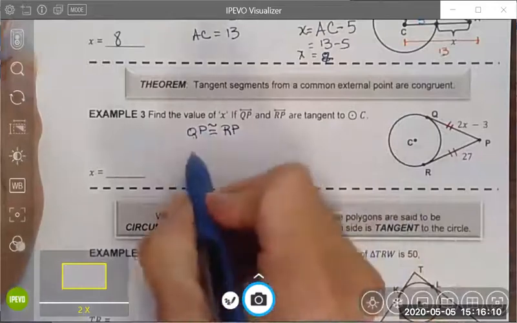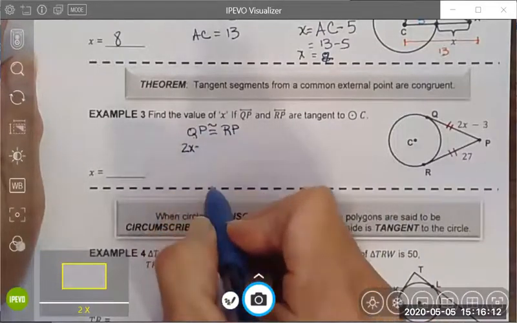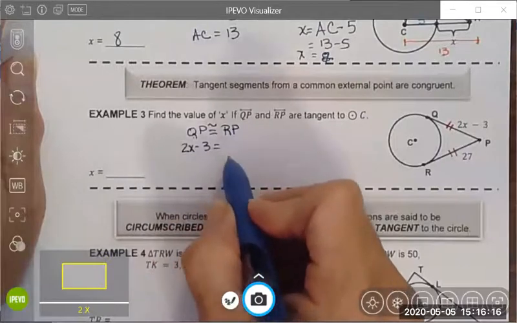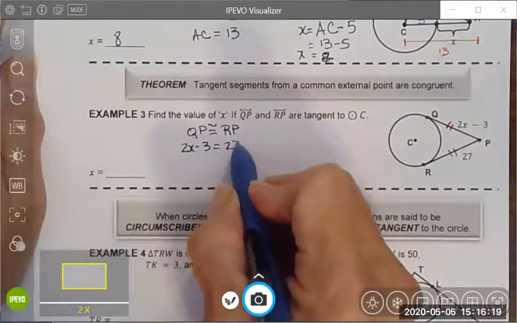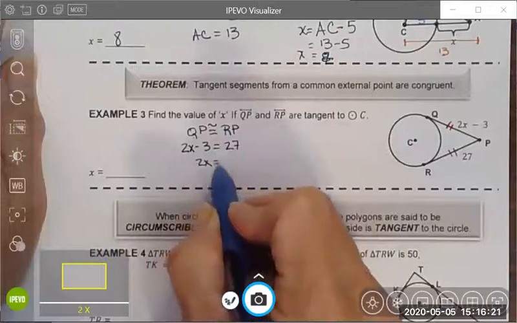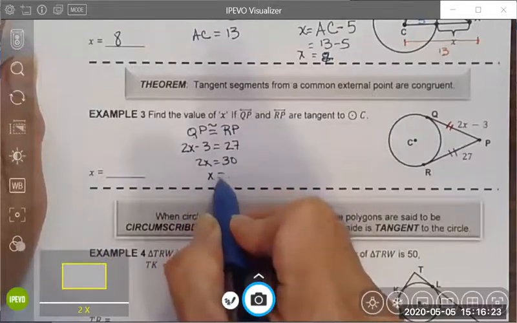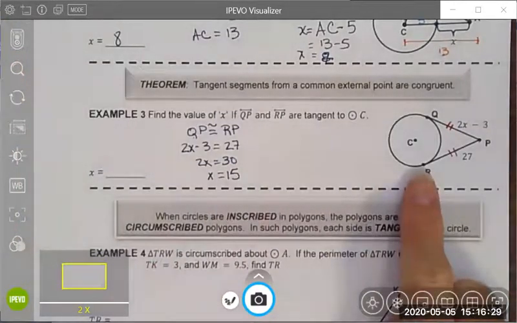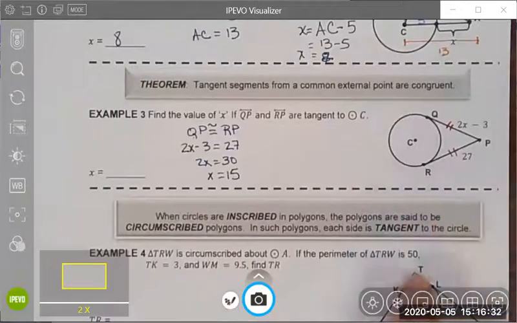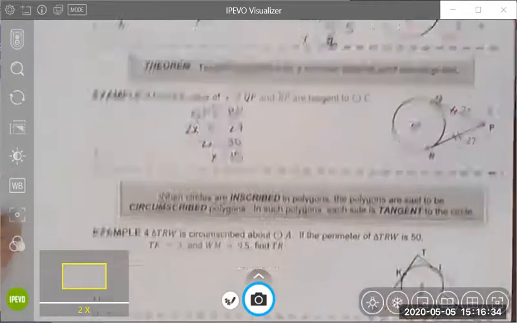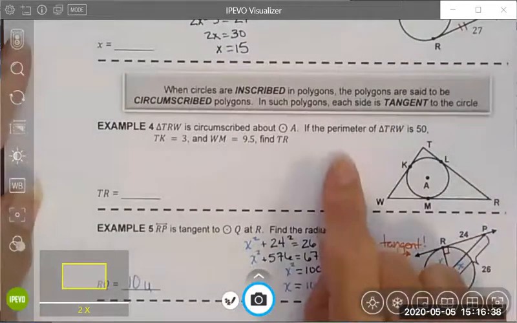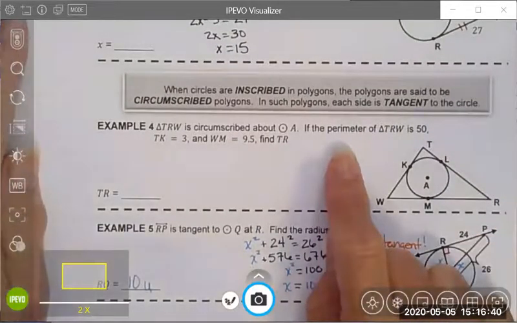I substitute in what I know the length of QP to be, and what I know the length of RP to be, and I solve my simple equation. I end up with X is equal to 15. Pretty straightforward. What could I do to make this more interesting? I could make it quadratic, couldn't I? I'm sure you'll see some like that before this is all said and done, but let's move on and talk about another theorem. This is a wonky theorem.